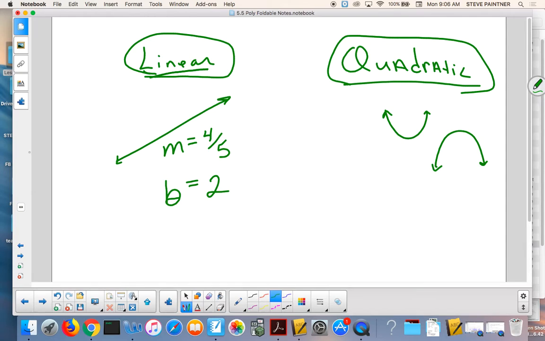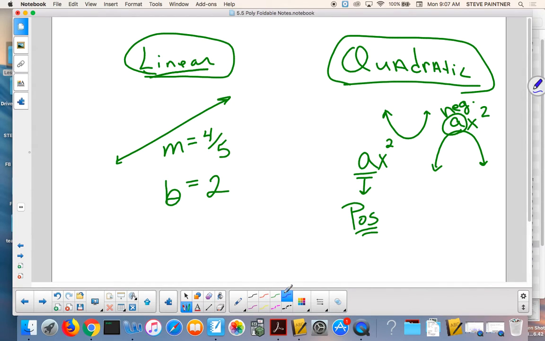What's so cool about these? Well, one reason this goes up is because of the a value. Remember this, guys? Ax squared. The a value has to be what to go up? Positive. Yeah, it's got to be positive, right? So positive a values make it go up, where here, the a value must be negative. Okay? So you already know some things about polynomials. One is linear, one is quadratic.